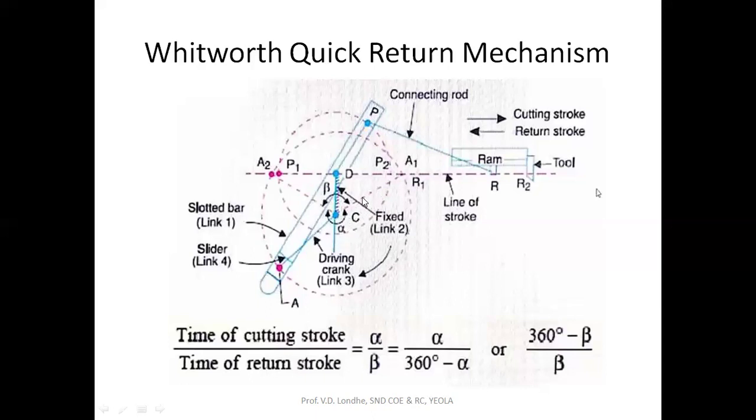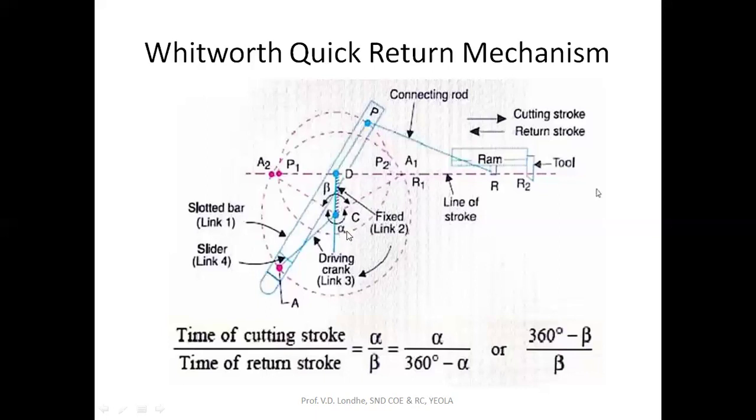So when this crank is at the initial position, the ram or tool will be at this initial position, as this is the line of stroke. For example, you can see the R1 position, the ram is in the mid position. When the driving crank is at the A1 position, the ram will be at the R1 position, the first position, and when the driving crank goes to position A2, the ram will go to the R2 position, the extreme position.